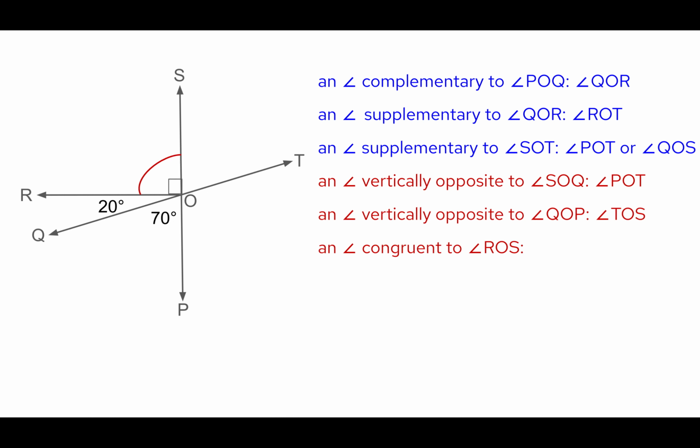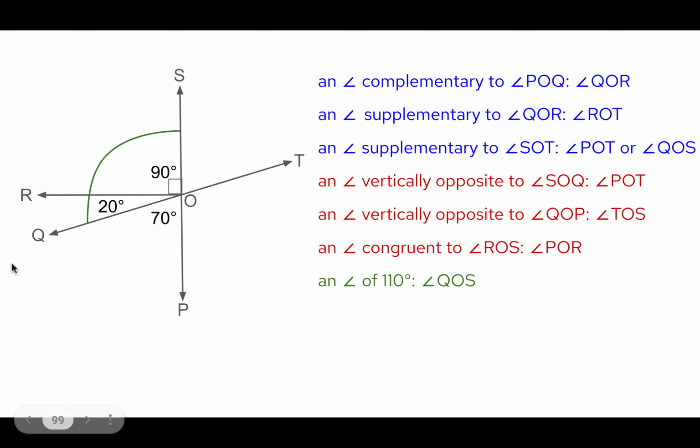Congruent to ROS. So angle ROS is a right angle. And here's a right angle, and we know that it's a right angle because 70 degrees plus 20 degrees is 90 degrees. So we could say angle POR or ROP. An angle that is exactly 110 degrees. So we know that 90 plus 20 is 110. So we could say angle QOS or SOQ.